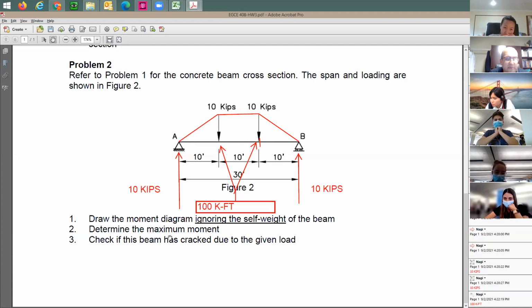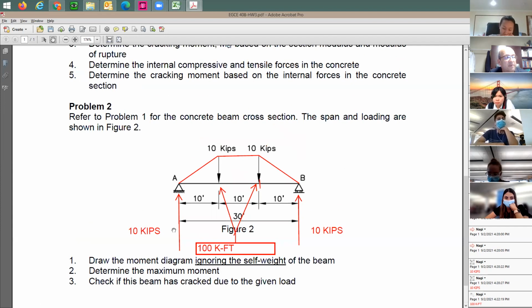How much is the maximum moment? Can someone just read it? Is it 100 kip-feet? 100 kip-foot, exactly. This is going to be the maximum. Now, what do you call this moment here? Applied moment? Can I call it applied moment, right? This is going to be the actual moment based on the actual loading. It says here, check if the beam has cracked due to this given load.